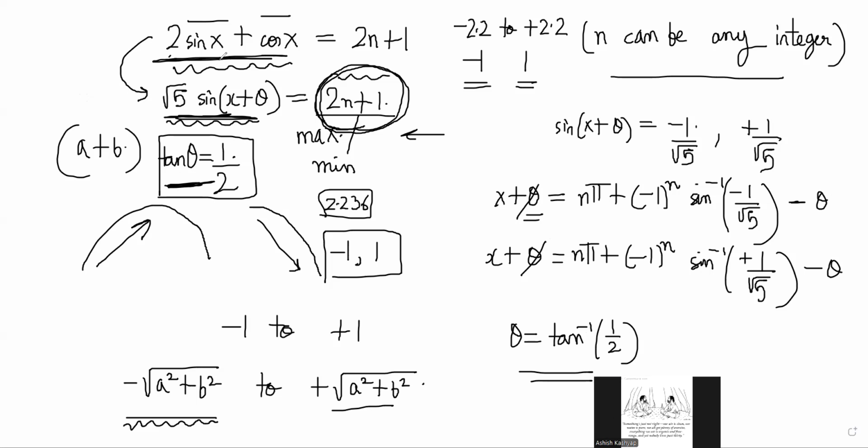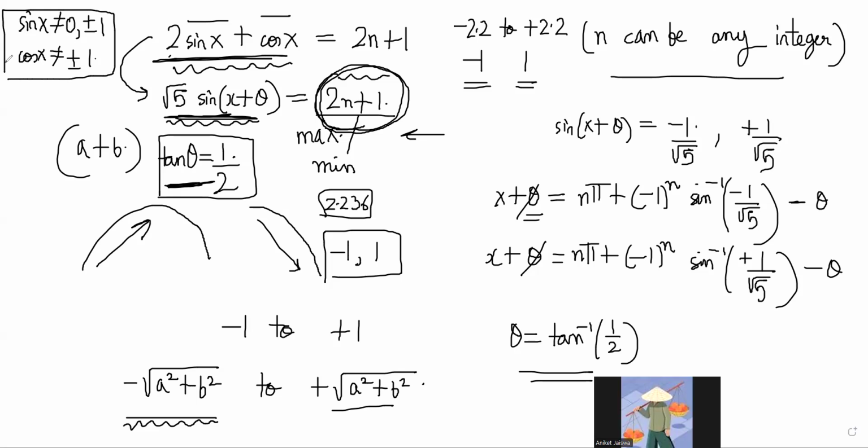And now that's also not enough because you also have to check the condition. In the beginning of the problem, we had decided that sin x should not be equal to 0, plus minus 1, and cos x should not be equal to plus minus 1. So you should never have that situation coming from here. You have to check that that situation is not happening. How to check? Put some values of n like 0, 1, 2, and see whether the angles that are coming are like this or not.